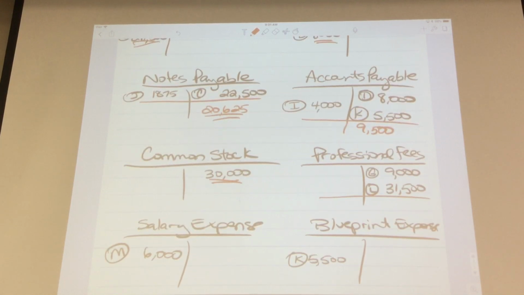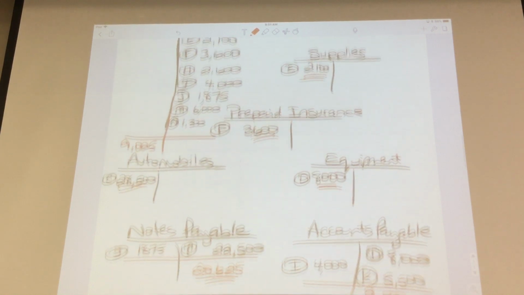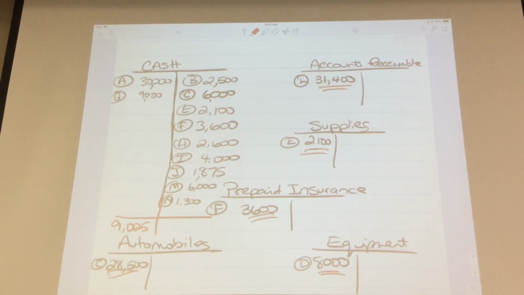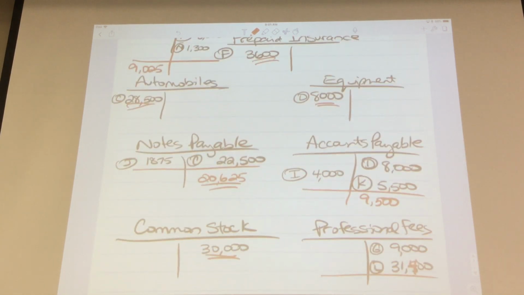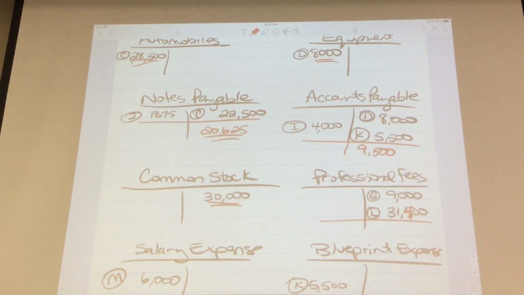What about professional fees? We just add those up. 9,000 plus 31,500, except that was supposed to be 400, wasn't it? I think I wrote that number down wrong. Did I write it down wrong up here? No. Wrote 4 in one place, 5 in another. 31,400 debit, 31,400 credit in professional fees. So that totals 40,400.